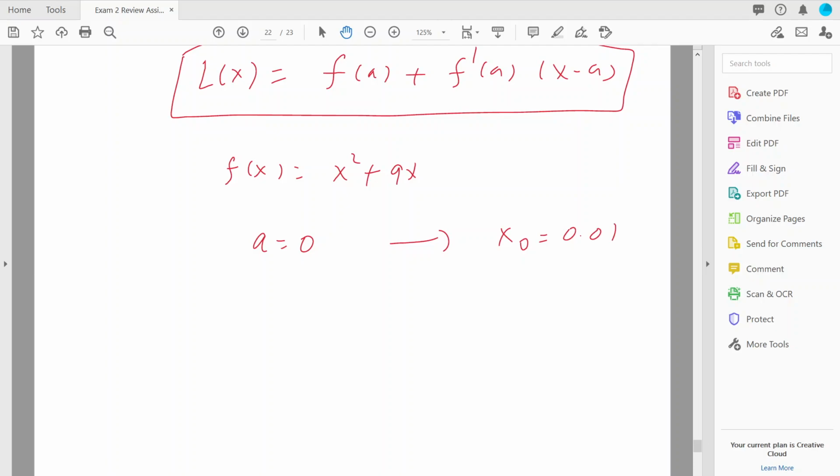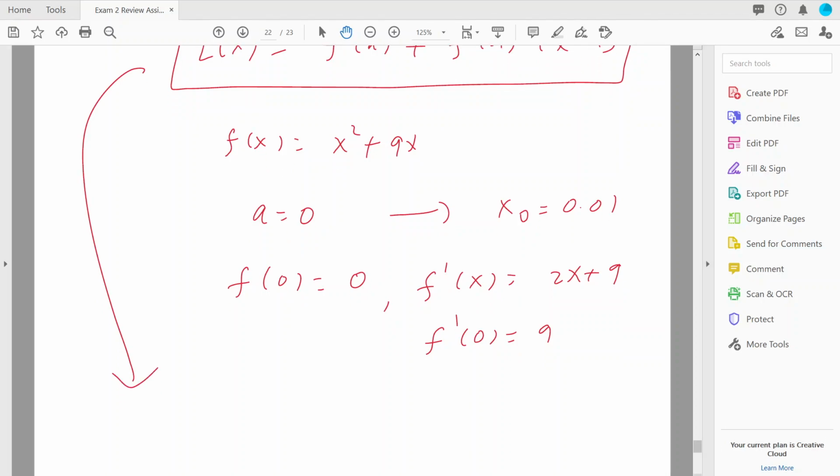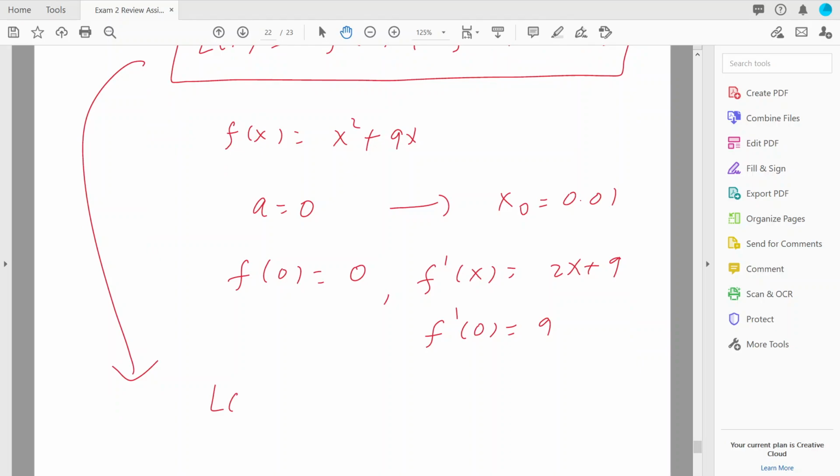So by doing that, we can find out f of 0, which is 0. We can find out the derivative of the function, in this case is 2x plus 9, and the value of the derivative at 0 is 9. By using that fact, we can find out L of x, which is just plug f of 0, which is 0, plus f prime of 0, which is 9, times x minus 0. So linearization is 9x.